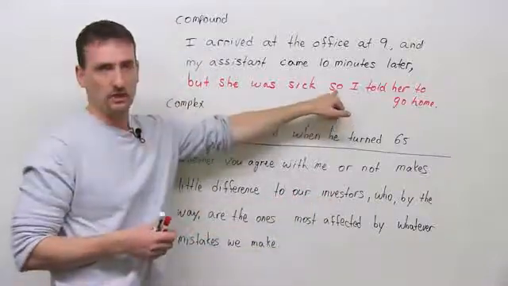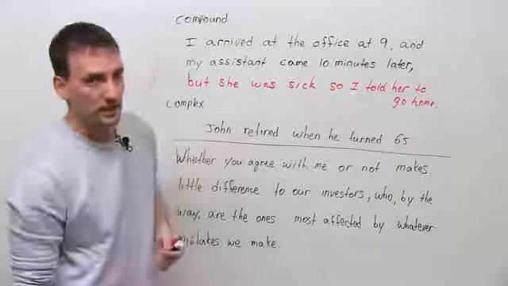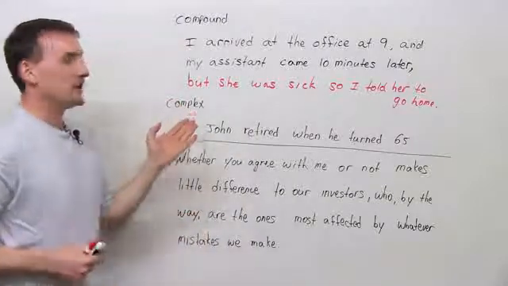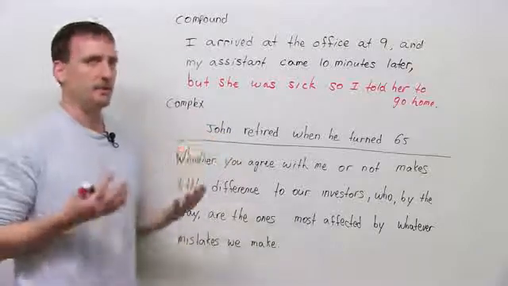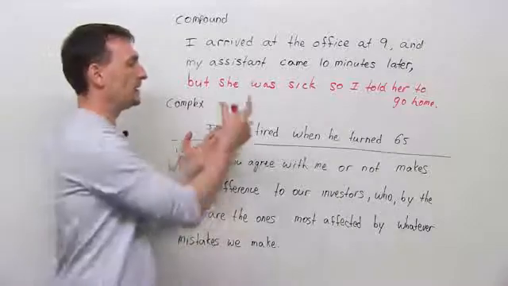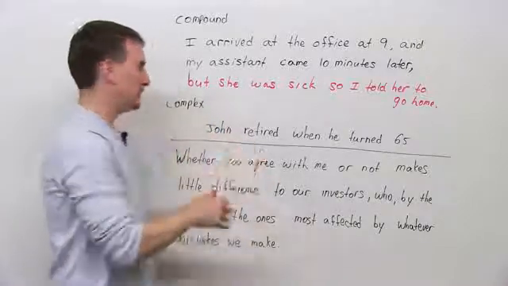"So" is also a conjunction. It is not an adverb conjunction. It is a compound conjunction. Next, let's look at complex sentences. And this is where people start getting a little bit scared. But you don't need to be. Just remember, independent clause, dependent clause.